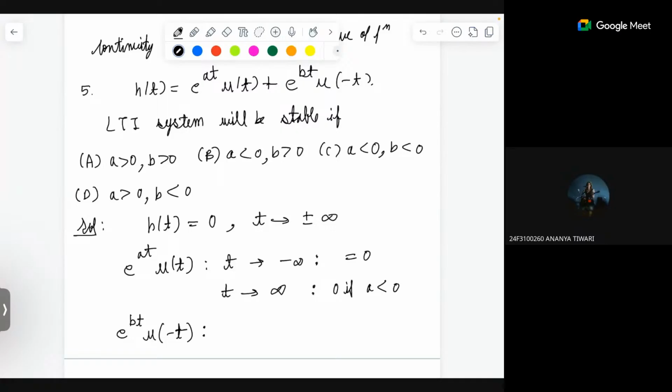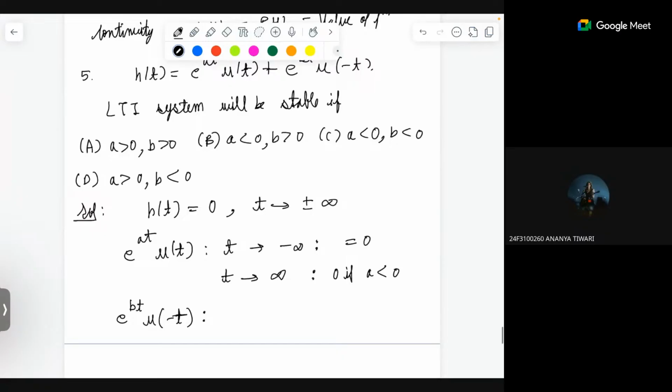Ma'am, b would be positive because in that, t would be minus infinity to 0, and if we take b as negative, then it would go to infinity, because minus b into minus infinity will make it infinity. Yes, that's correct.